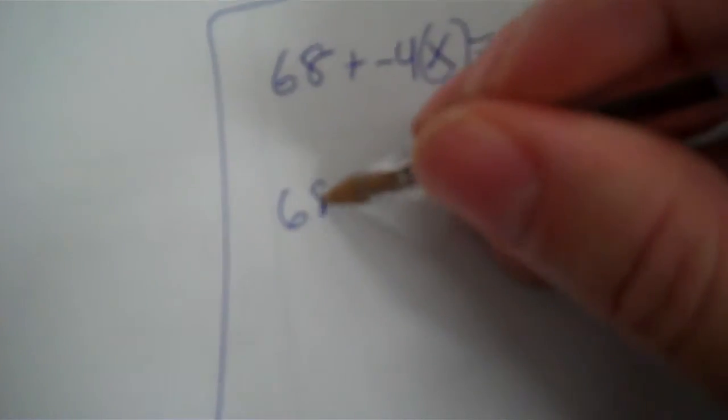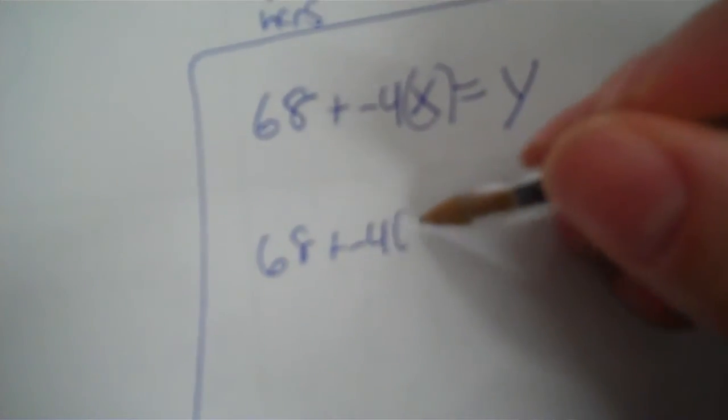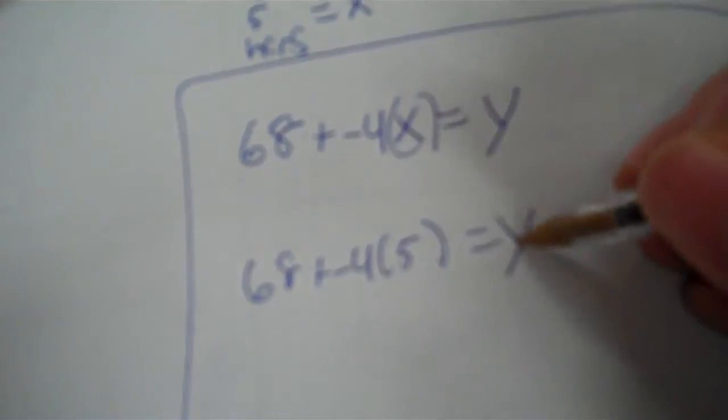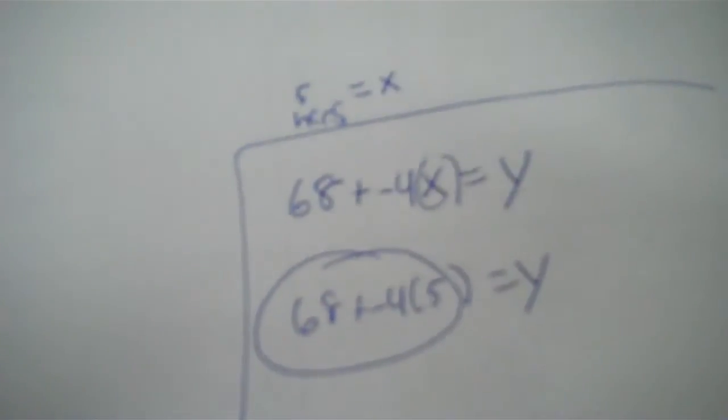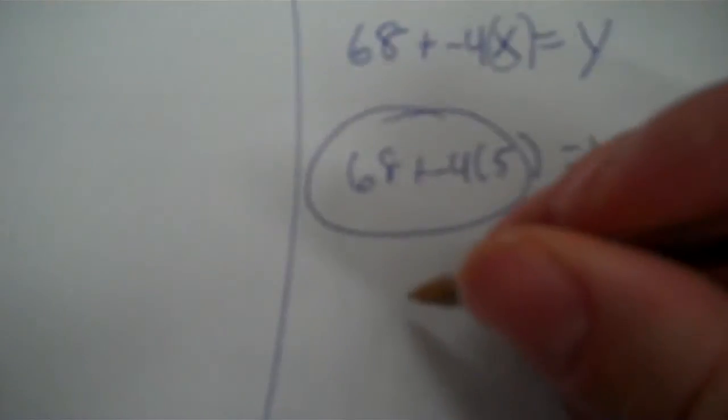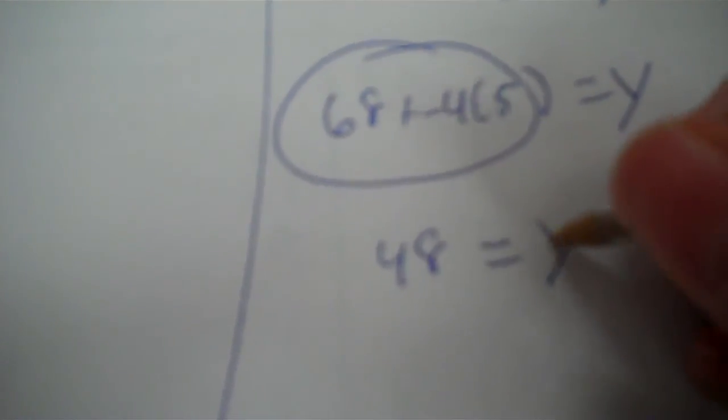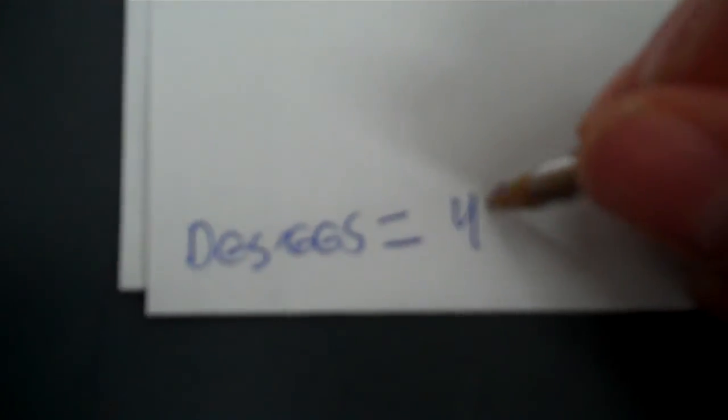Okay, then 5 hours, since hours has been x, we're going to put 5 in for the x variable. So 68 plus negative 4, let's get a 5 in there, equals y. And let's just punch that into our calculator. 68 plus negative 4 times 5 gives me 48. So this equals 48, so it must equal y, so it equals 48 degrees.